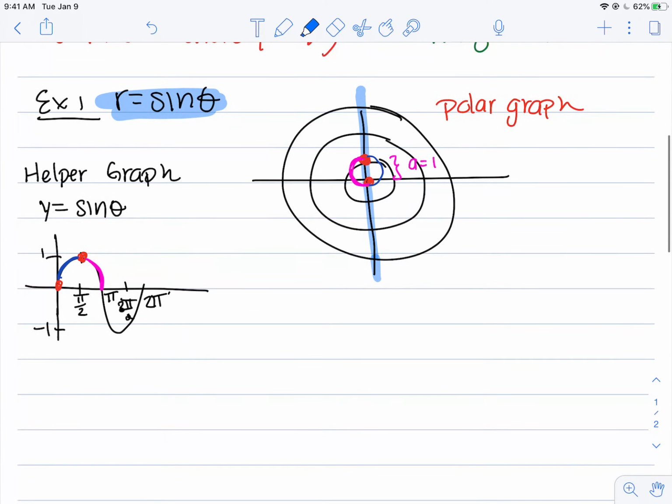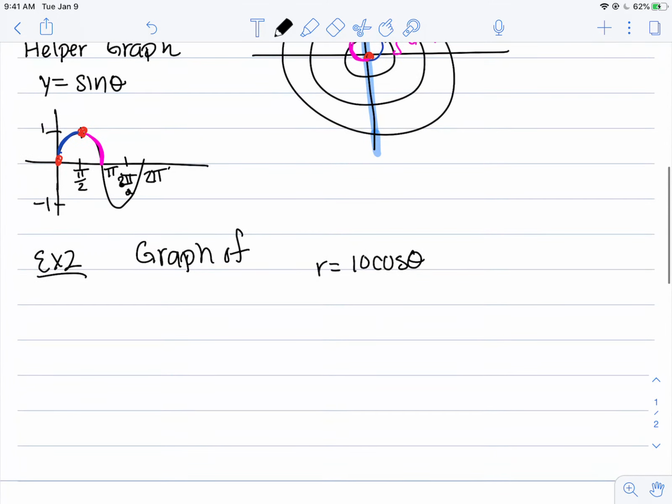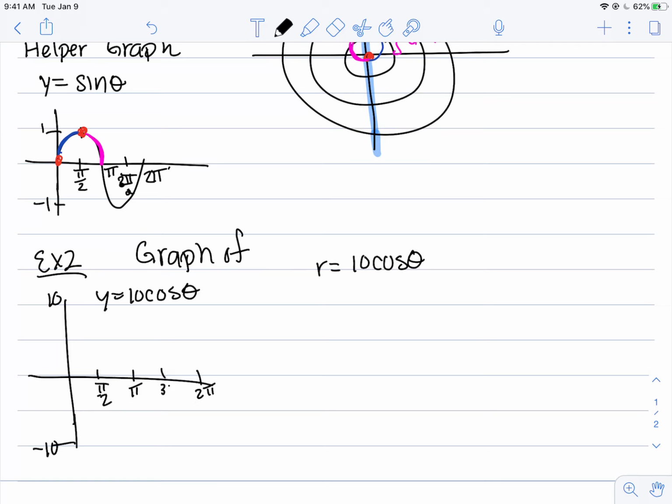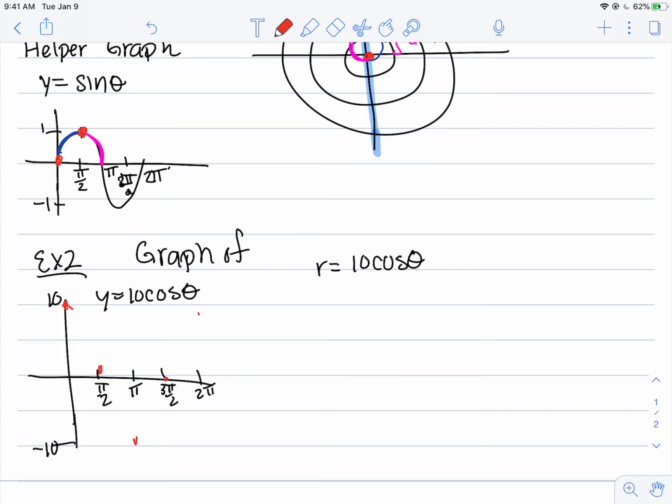So let's try another example. Let's say we had example 2, the graph of r equals 10 cosine theta. So we're going to do the same thing and start with a helper graph. Okay. Let's start with y equals 10 cosine theta. So our max is 10, min is negative 10. We're going from 0 to 2 pi, and start at the max, equilibrium, minimum, equilibrium, maximum.